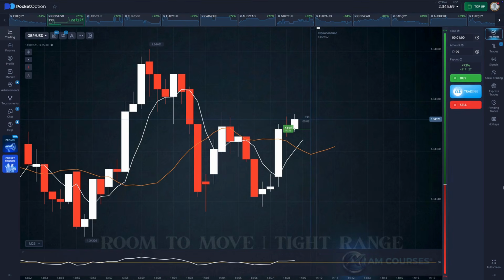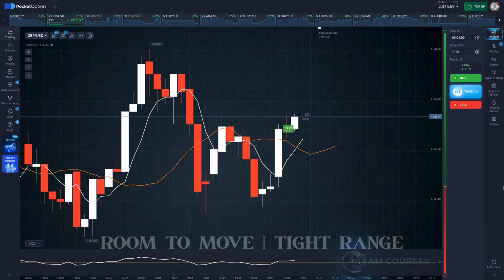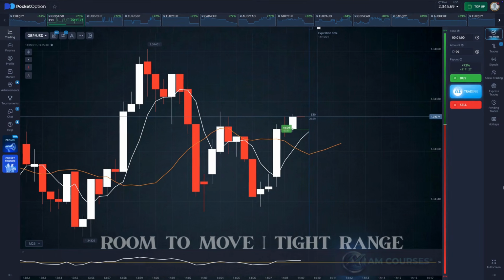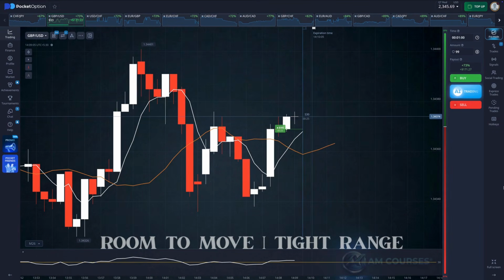But I want you to compare this chart with the first trade in this video. On the first one, price had fallen hard and then turned. The move had room. Here, price has been going sideways for several minutes. The slow line is almost flat. The whole range is tight. So the conditions were met. But the conditions were only just met.